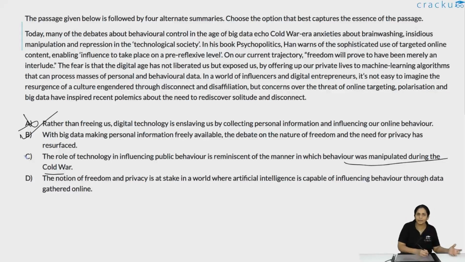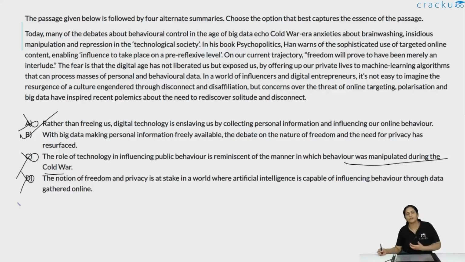So fears are being discussed and not real manipulation as such. So this is distorted. The notion of freedom and privacy is at stake in a world where artificial intelligence is capable of influencing behavior through data gathered online. The author does not make this claim that our privacy and freedom is at stake. The author says that this is what people are feeling. This is the new movement or this is the new fear that people are feeling as such. So D also does not capture that.